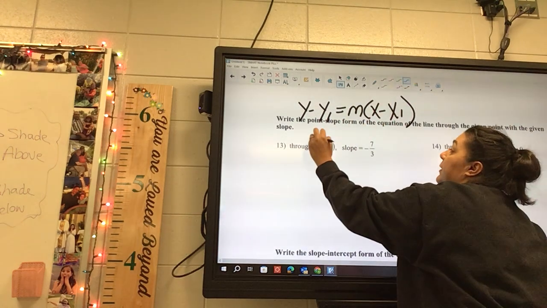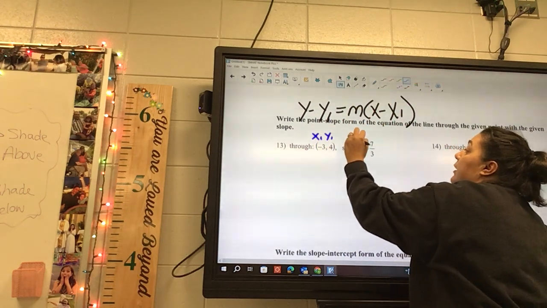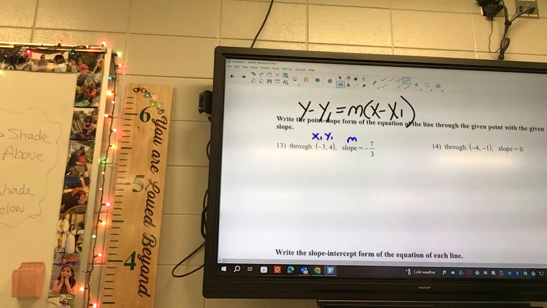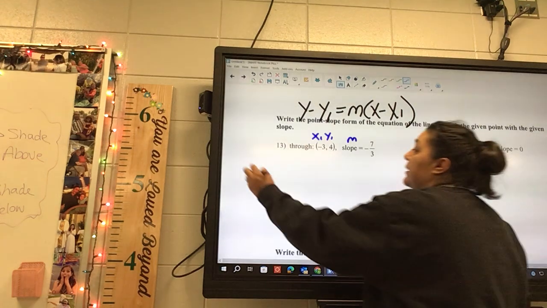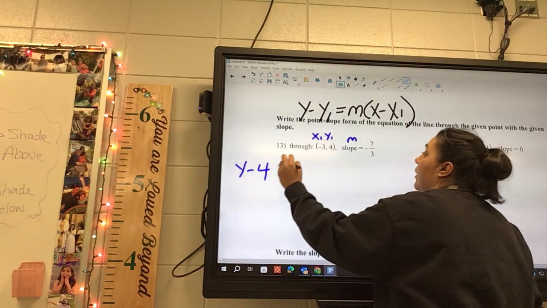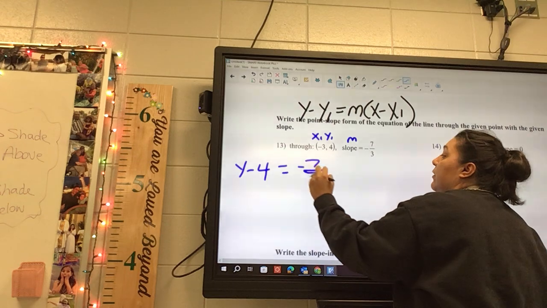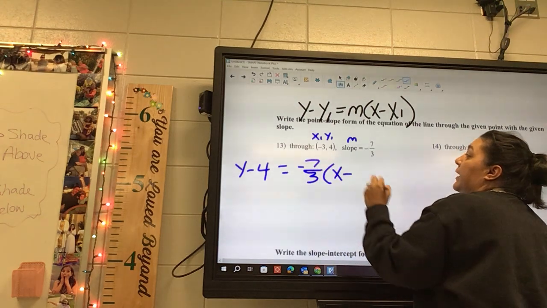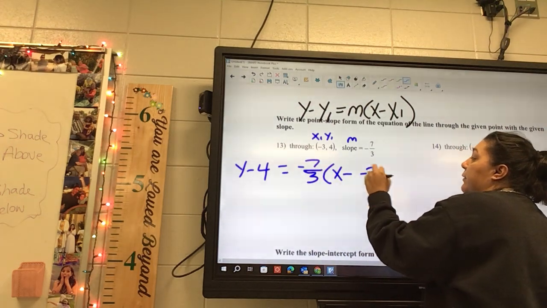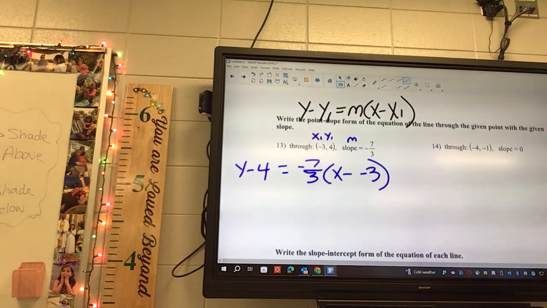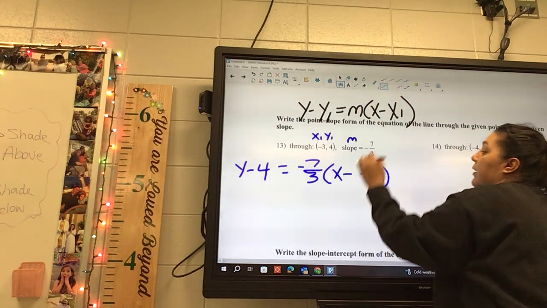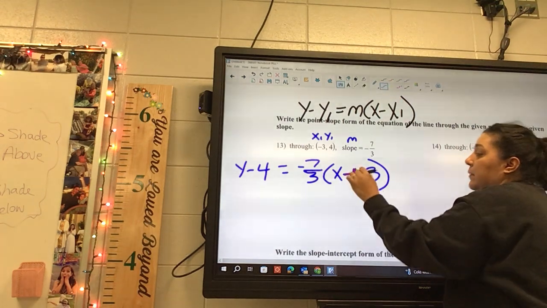Okay, and so our first step is to label x1, y1, and that's my m. Okay, so it's going to look like y minus 4 equals negative 7 over 3 times x minus my x1, which is negative 3. What do we need to remember to do? Add it. Yeah, make minus minus turn that part into a plus. So right here should be a plus sign.